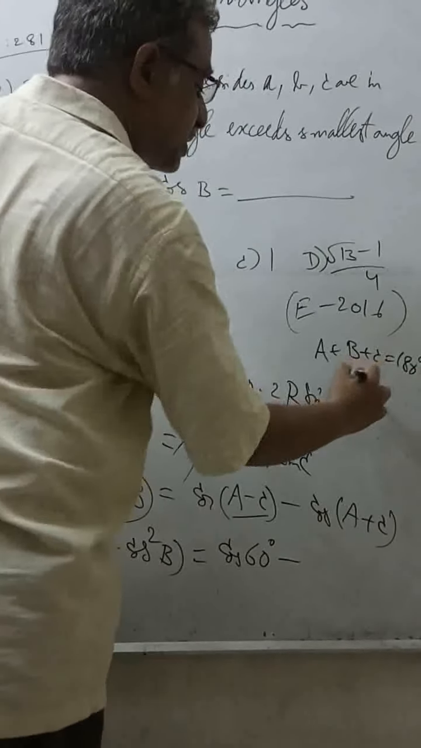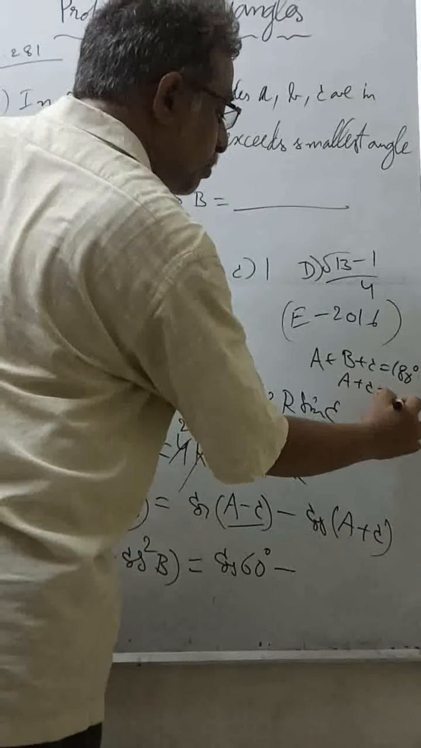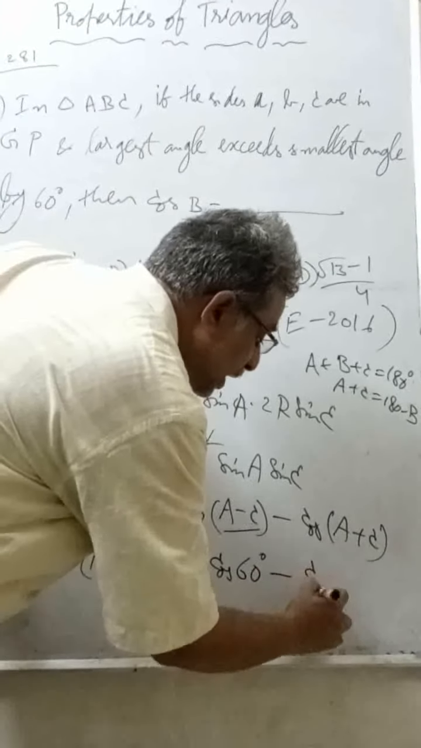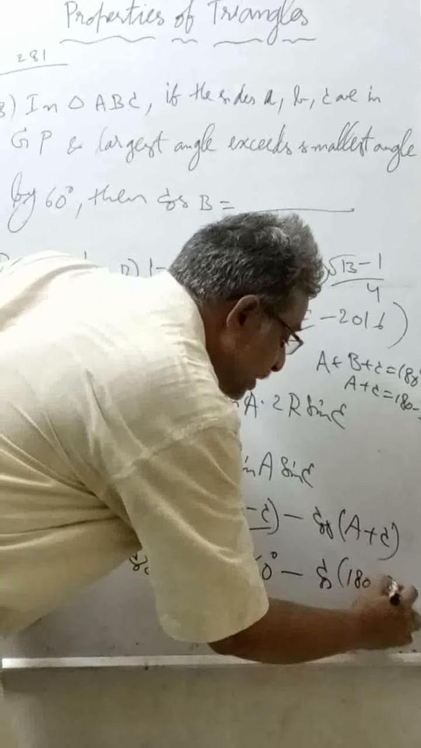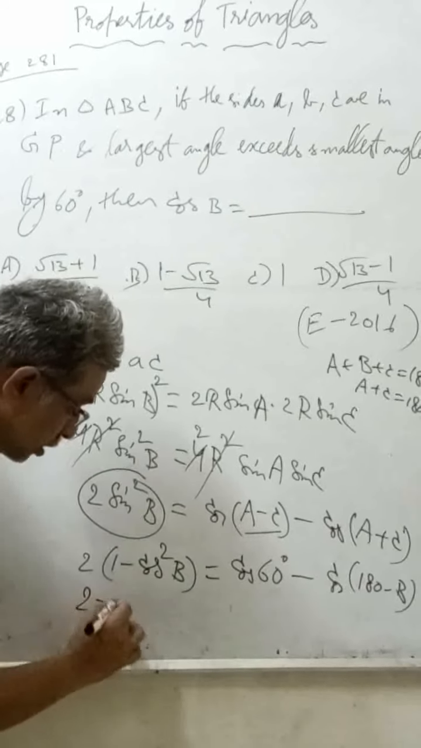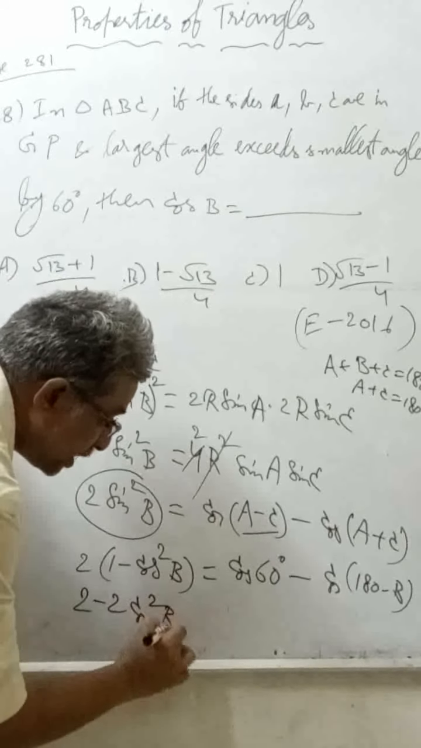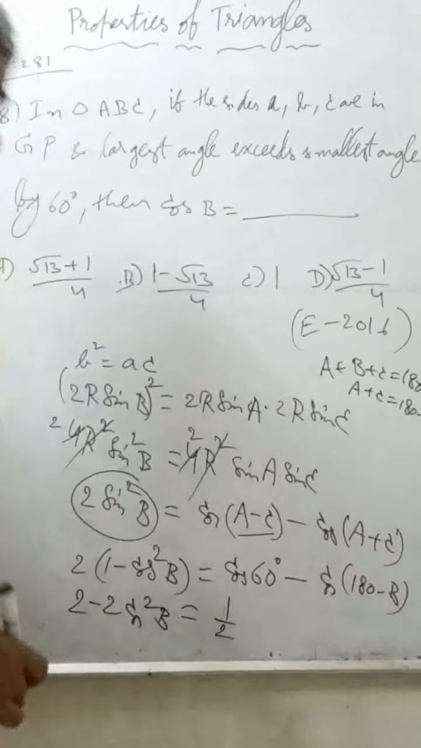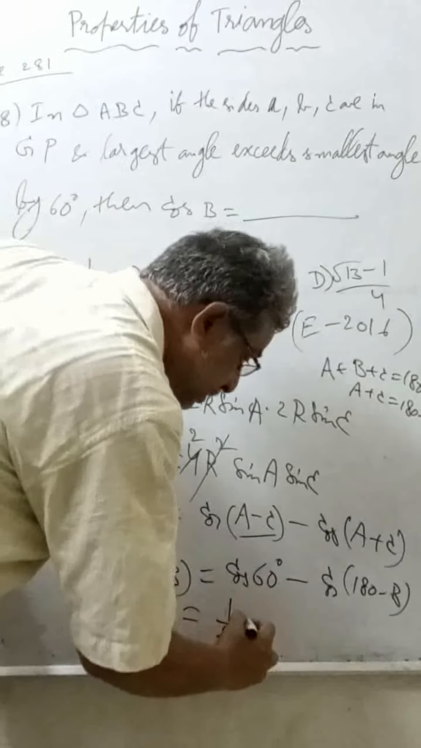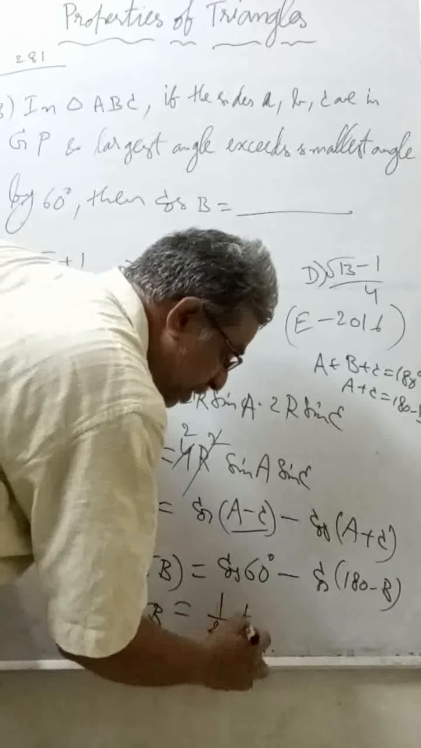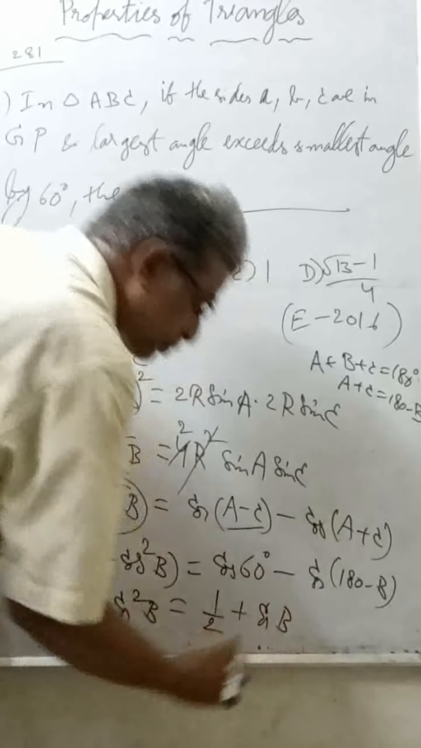Means A plus C equal to 180 minus B. So instead of cos of A plus C, I can write 180 minus B. Now, if I open the brackets, 2 minus 2 cos square B equal to cos square 60, which is 1 by 2, minus cos of 180 minus theta, minus cos theta becomes plus cos B.